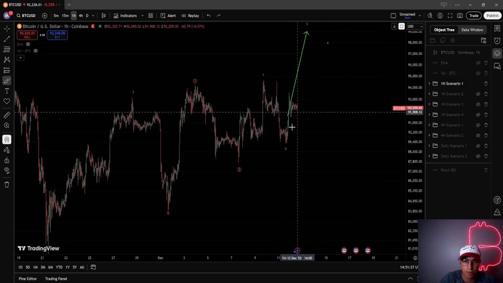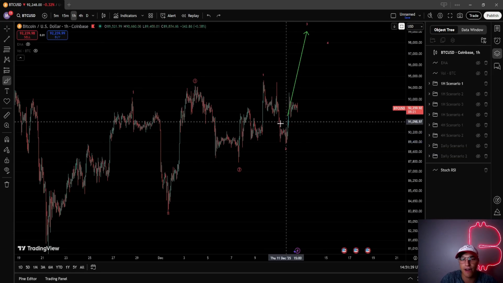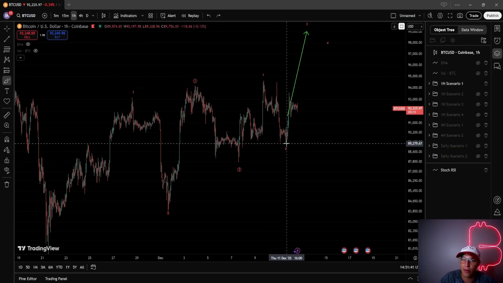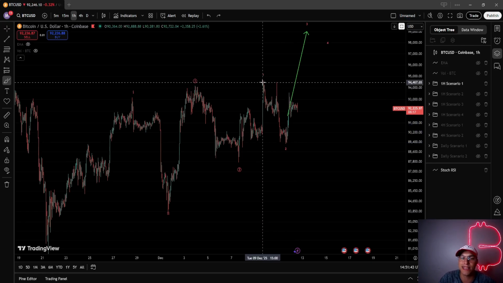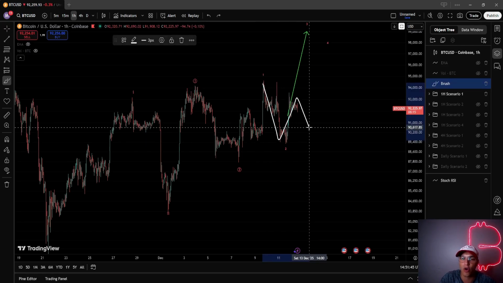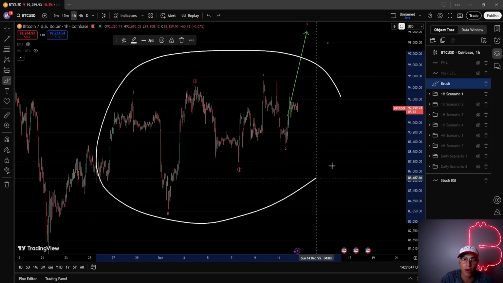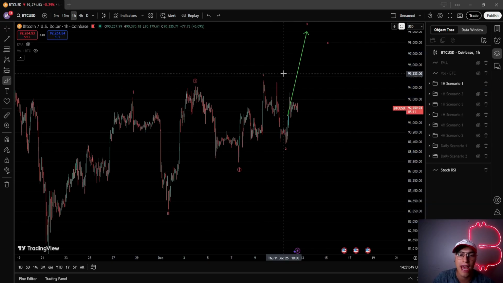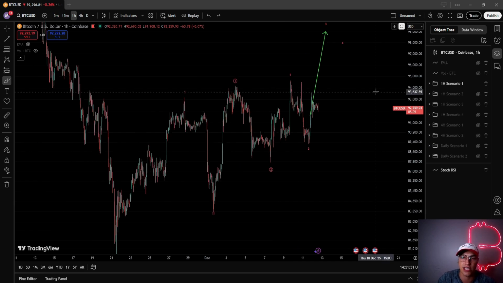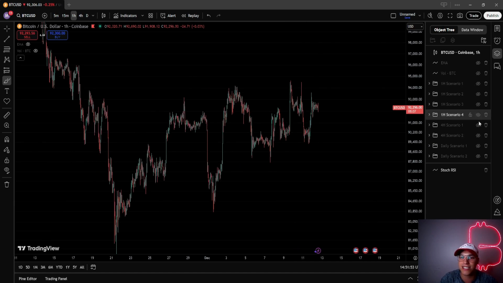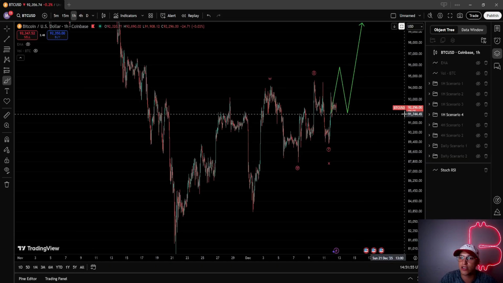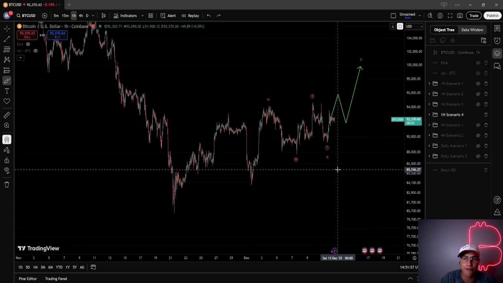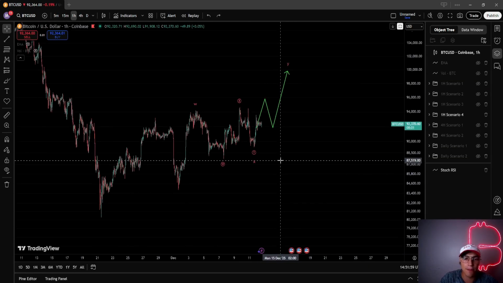Very, very sharp 2, 4, and a very, very small 5. And then we have the breakout. So this, to me, does start looking quite corrective, right, quite a corrective structure. So we do have to then look at our second scenario. Our second scenario is then our other corrective structure where we have a WXY, right?